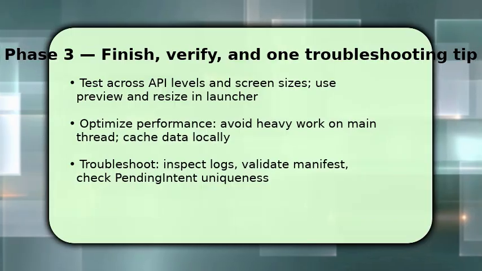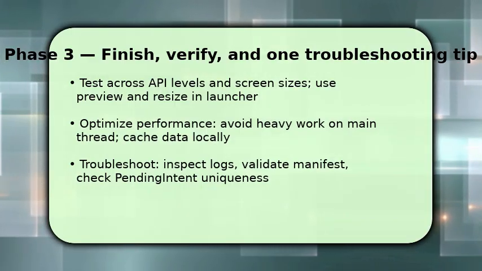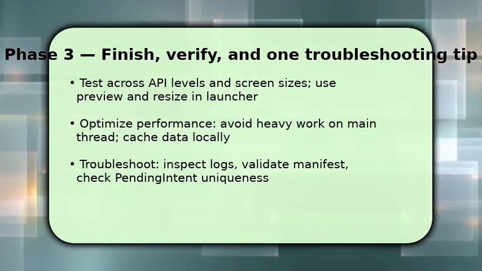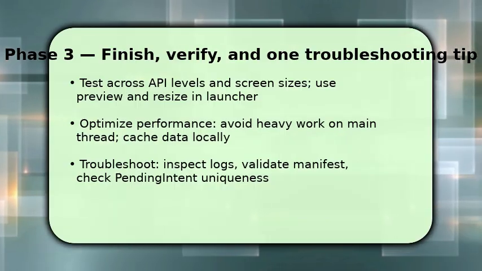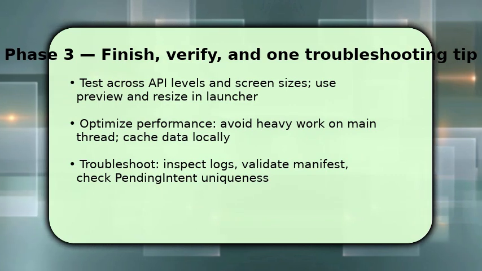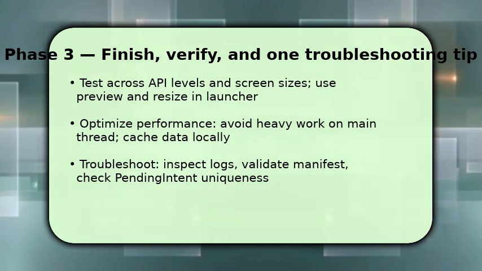Once done, deploy to a test device or emulator and monitor Logcat for AppWidgetService and pending intent errors. If things go wrong, first check pending intent uniqueness and manifest registration. Then confirm update period and WorkManager constraints are configured correctly.